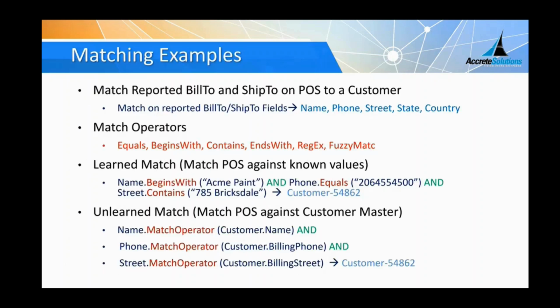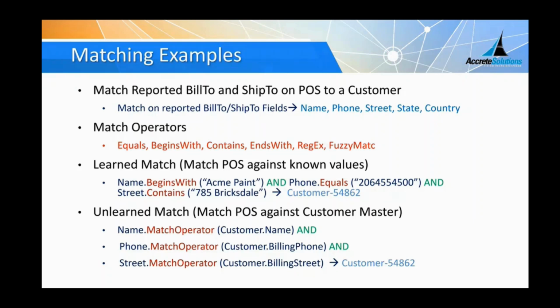So here are some examples of how you can do matching. For example, let's say your bill-to and ship-to address on the point of sales has 5 fields: the name of the company, the phone, street, state, and country. Now you have to look at those 5 fields and try to match them against your customer master, right? So conceptually there are 2 types of matching you can do. One I'm calling a learned match. That's where you match the bill-to and the ship-to in the POS against known values.